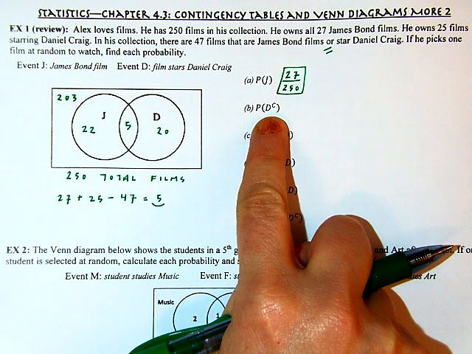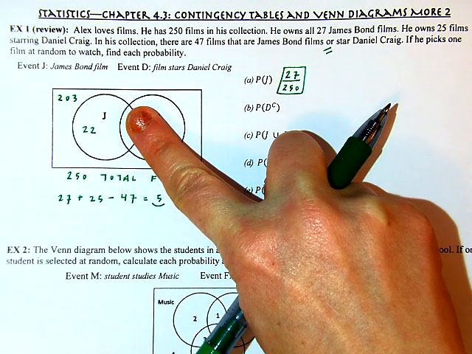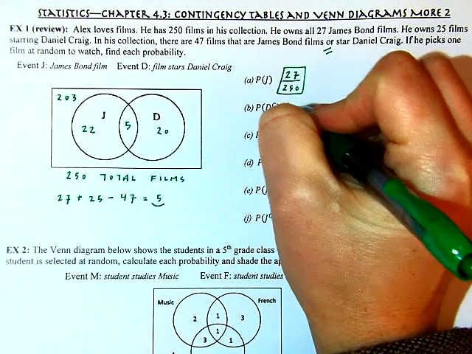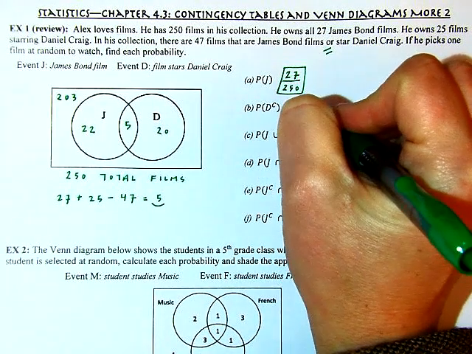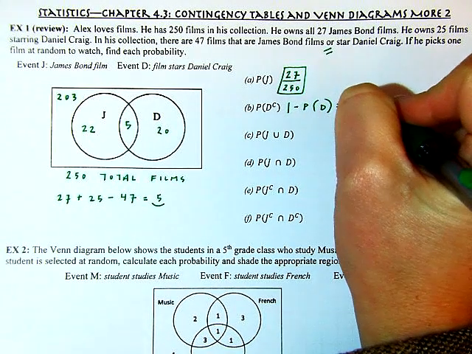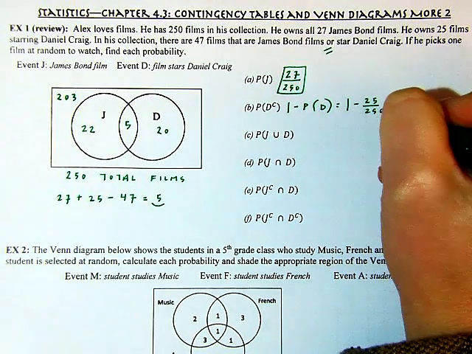Okay, here next, the complement of starring Daniel Craig. So here I can say, well, it's nothing in this circle here. So I could add up those two figures that remain, or I could do 1 minus the probability that the film does star Daniel Craig. I'd probably do it that way. So 1 minus the 25 over 250, reduce it down, it's going to be 9/10.